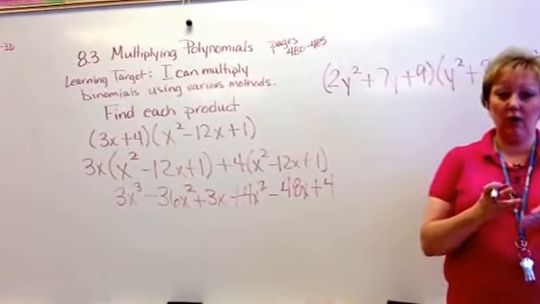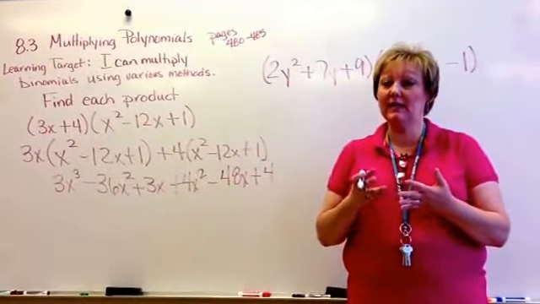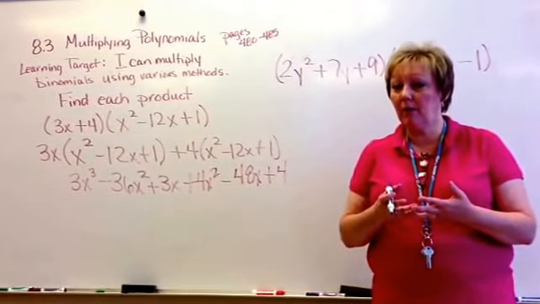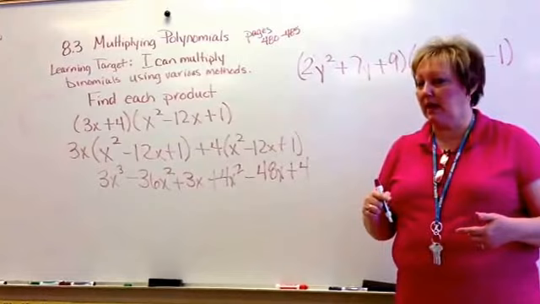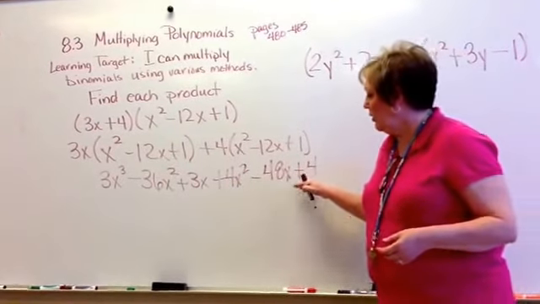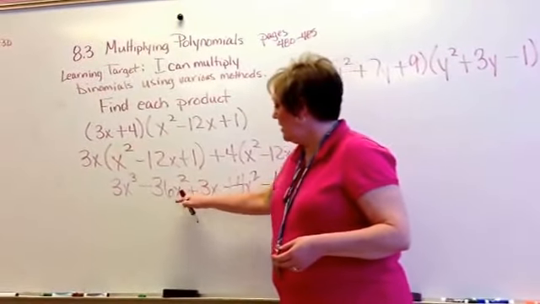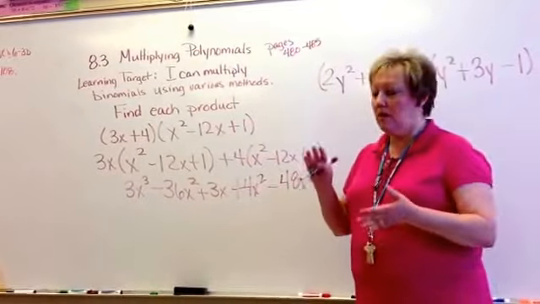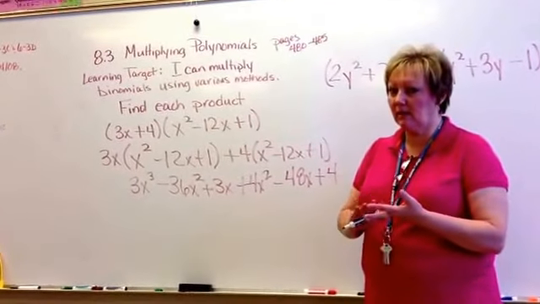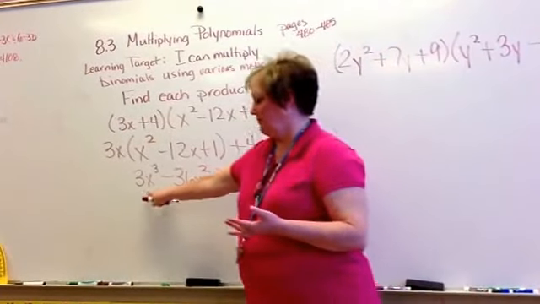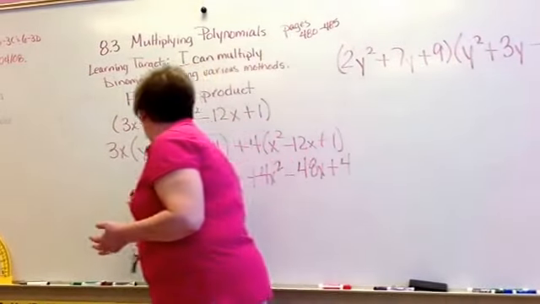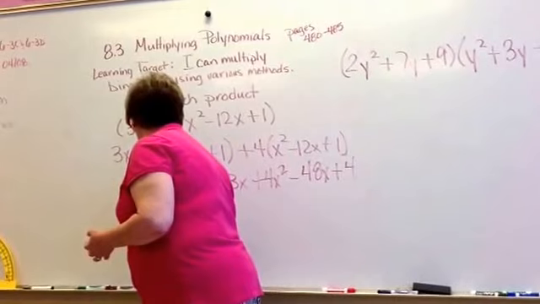Now we've got to look for our like terms. And remember we talked about descending order of the polynomial, or standard form of the polynomial? Let's start out doing that. Take a look at the exponents on the variables. Which term has the largest exponent? That one, 3x to the third power.